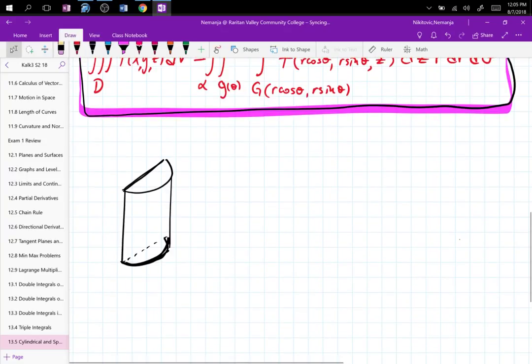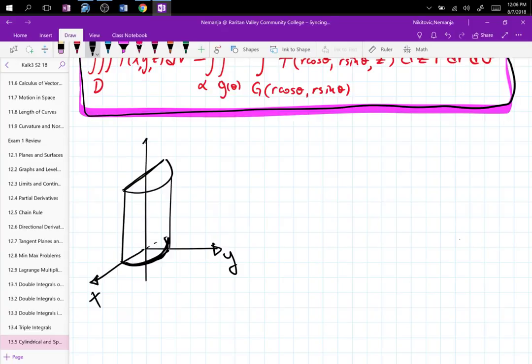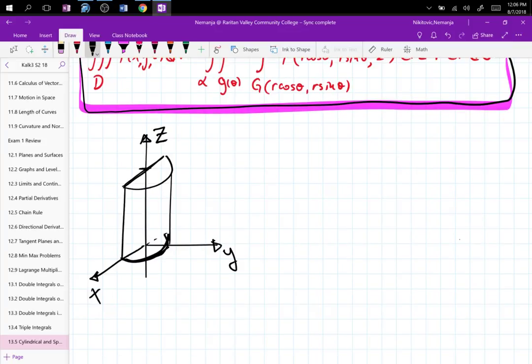There we go. That's y. That's x. That's z. Say that this is the elevation of 1, 2, 3, 5, and the radius is 2, and that's all we have. So how do you find the volume of this?